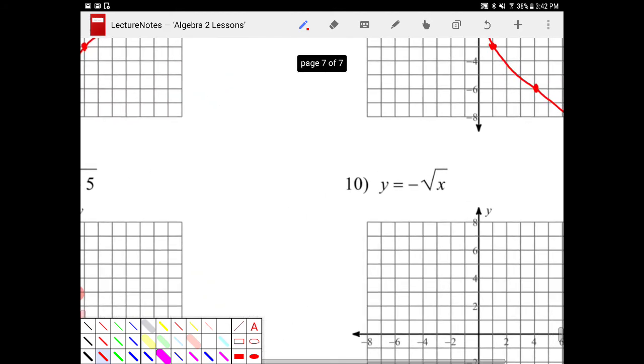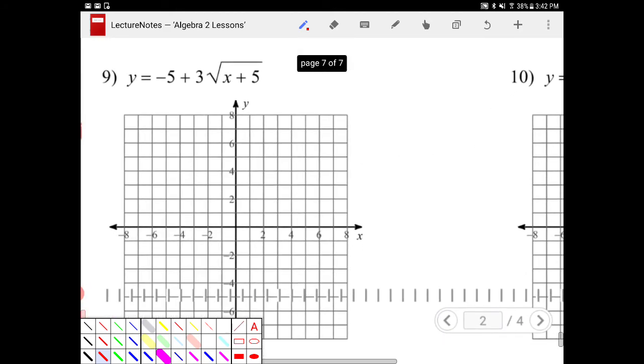Let's take a look at another one. All right, so what we're going to do is we are going to take the parent function. We're going to blow this up. We're multiplying by a factor of 3. So start off at 0. At 1, we're going to be at 3. At 4, we're going to be at 6. And at 9, we're going to be at 9.